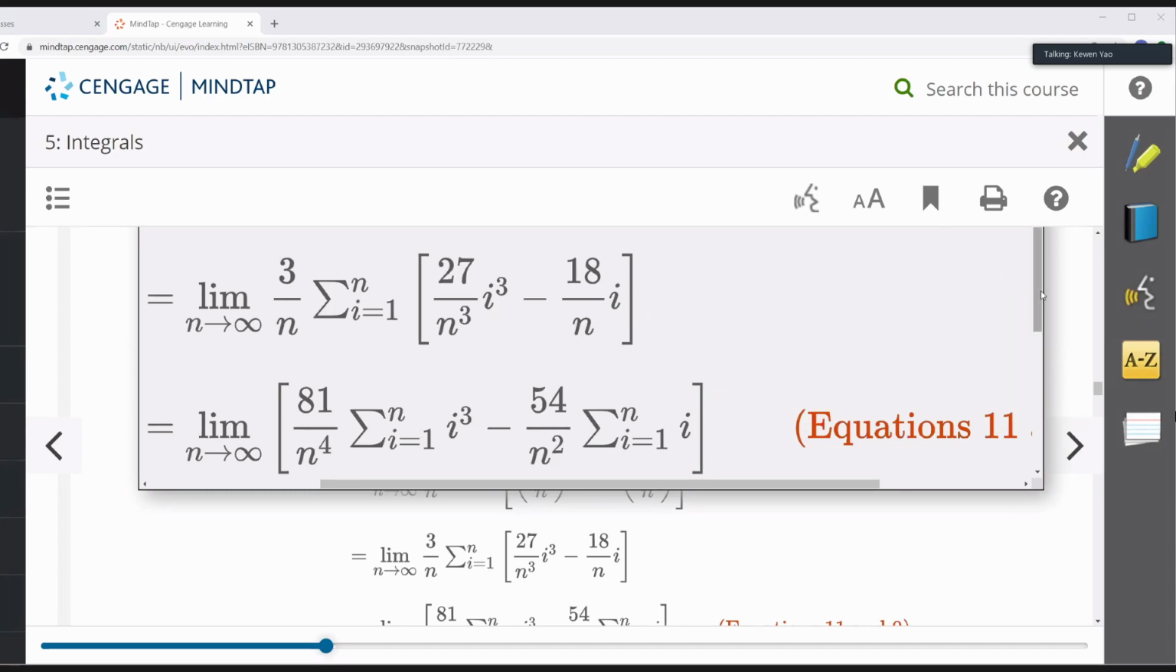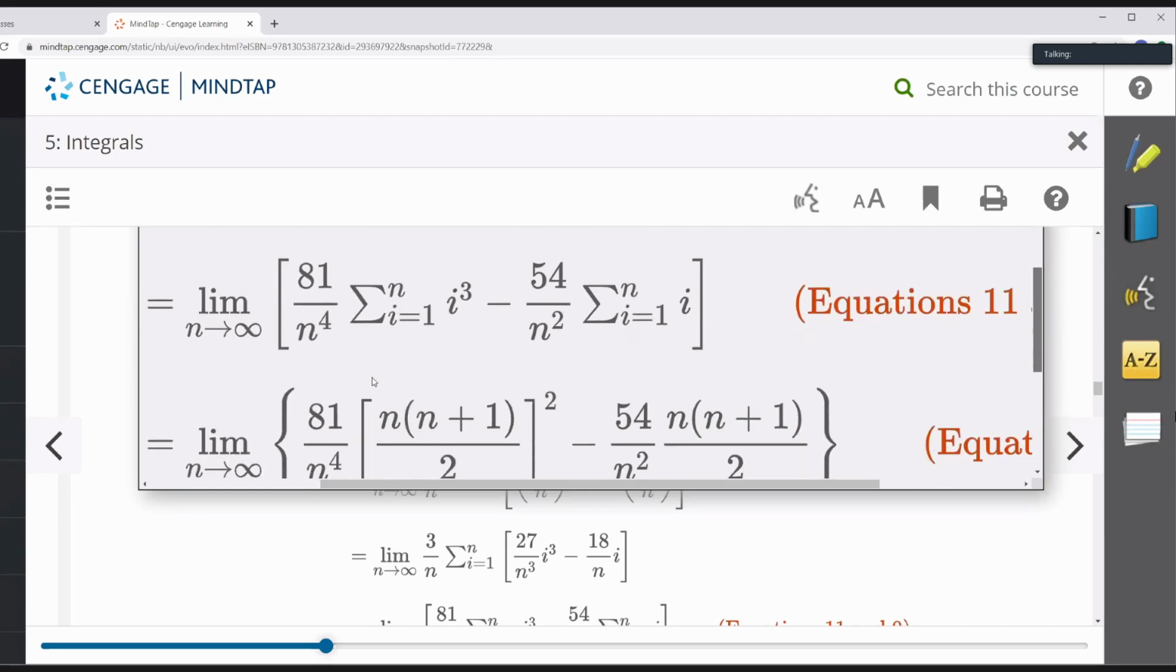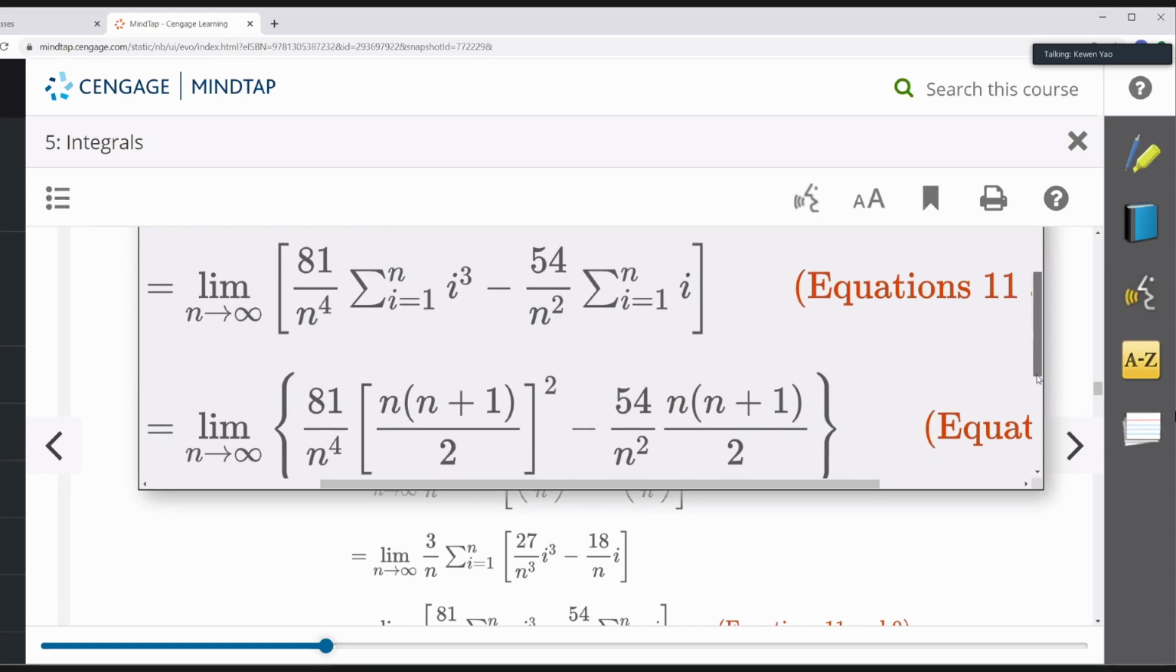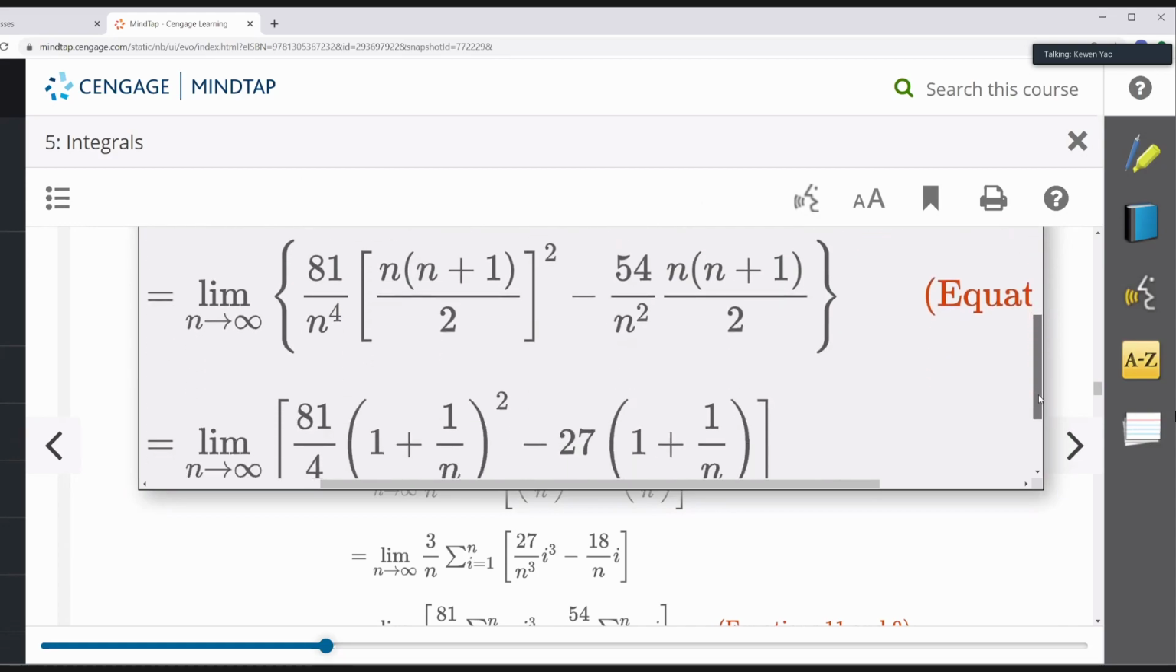Okay, we have these two formulas. Limit as n approaches infinity, of h1 over n to the fourth. Remember the formula is n plus n times (n plus 1) over 2, squared, minus this formula, n times (n plus 1) over 2, right? So you have to evaluate this limit, which is very easy now. Limit as n approaches infinity, 81, 2 squared is 4, so 81 over 4. Now you put n to the fourth inside.